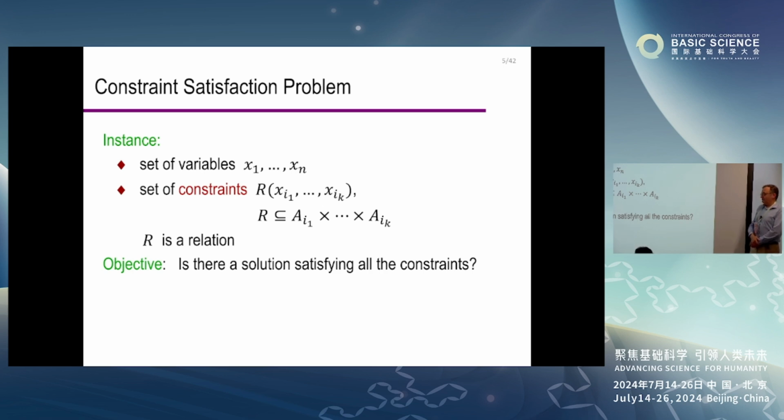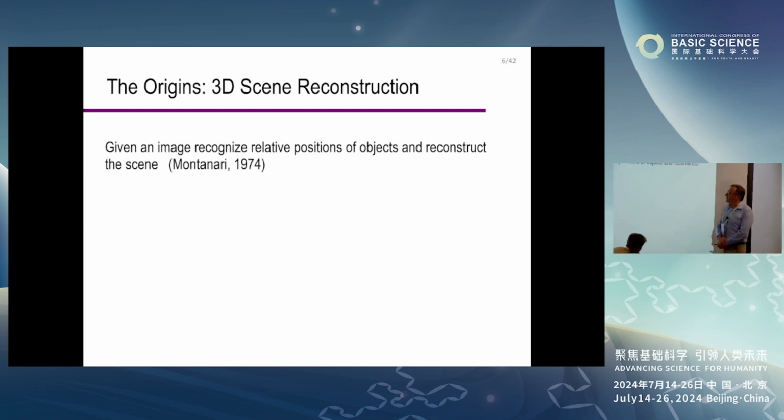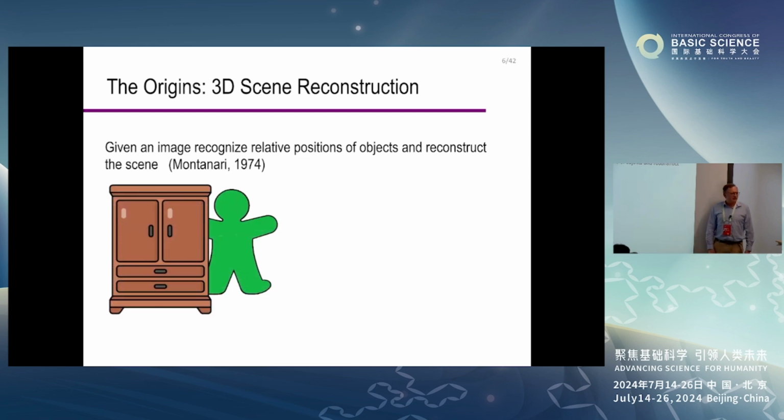All right, so where did it start? It started, surprisingly, with computer vision. More precisely, in the 70s, Montanari tried to develop basically this framework to reconstruct 3D scenes from a picture or from some image anyway. So what can we see on an image? Well, we would see something like this, of course.